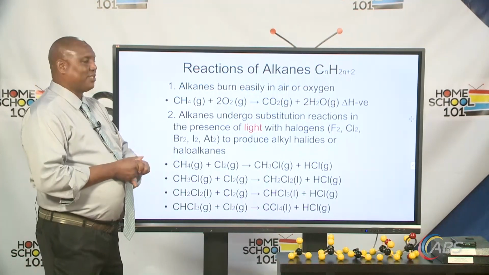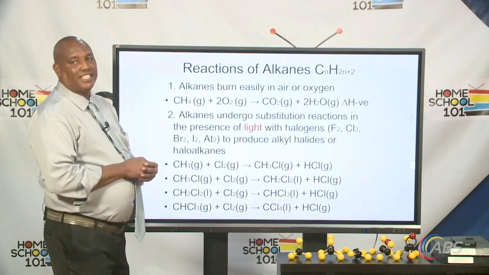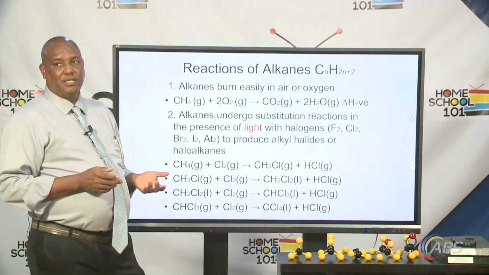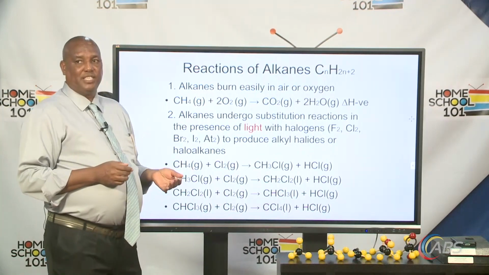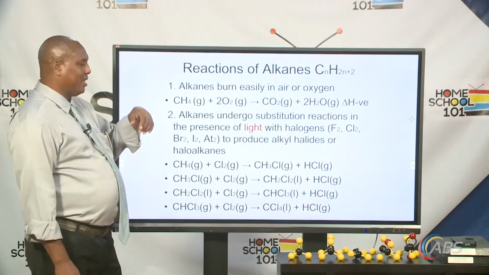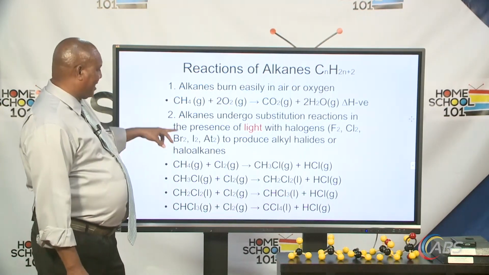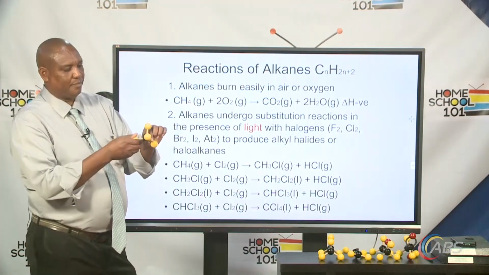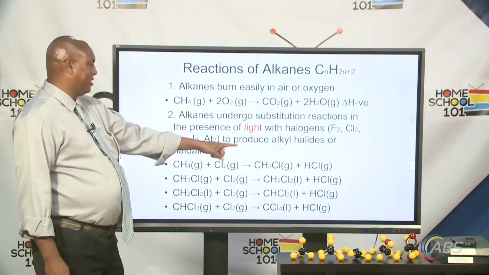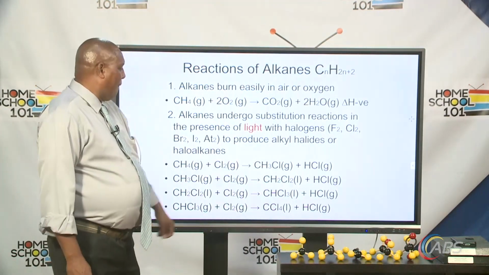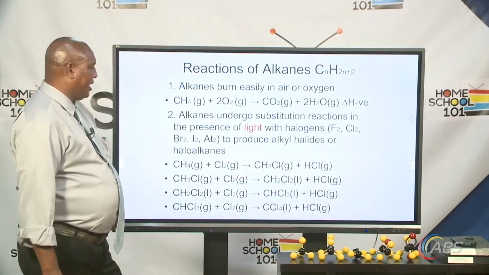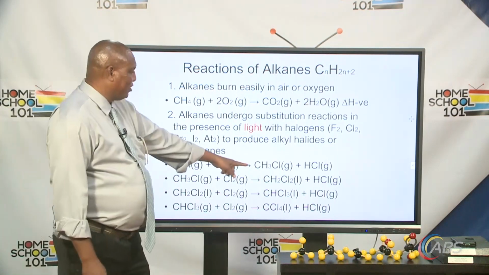So we have methane reacting with oxygen to produce carbon dioxide and water. Alkanes can also undergo substitution reactions in the presence of light with halogens. And remember, our halogens are from group 7: fluorine, chlorine, bromine, iodine, and astatine. Those are all in group 7, to produce alkyl halides or haloalkanes. So here we have methane reacting with chlorine in the presence of light to produce CH3Cl and HCl gas. Now here, this is monochloromethane.